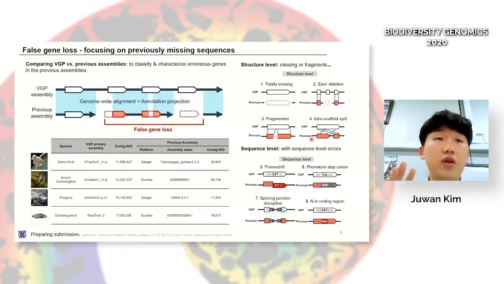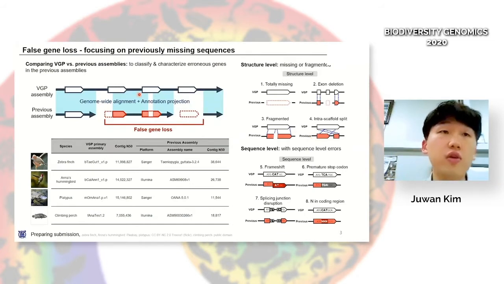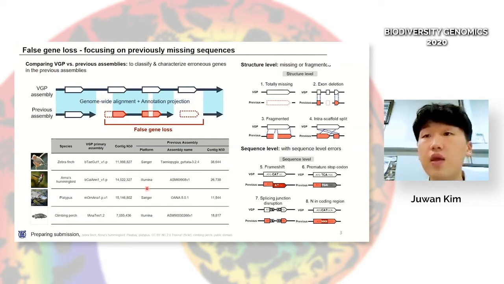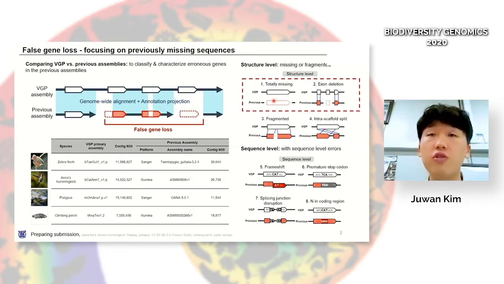So our team defined false gene losses as a gene with errors that might affect its own reading frame. And in order to classify, quantify, and characterize those false gene losses in previous assemblies, we aligned VGP and previous assemblies and projected VGP annotation on the previous assemblies for zebra finch, hummingbird, platypus, and climbing birds. Among the 8 types of false gene losses we classified, today's presentation will focus on the missing genes and their characteristics.